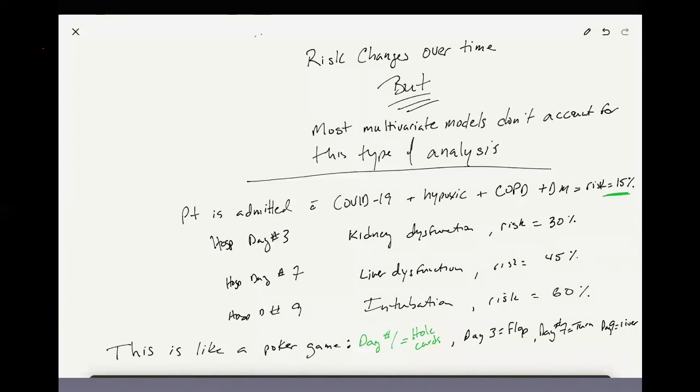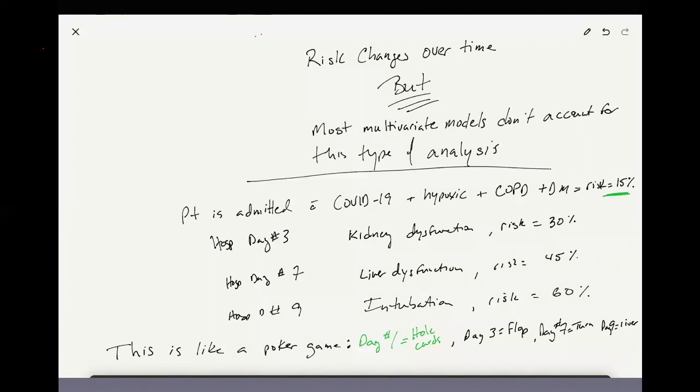On day 3, they start having kidney dysfunction. Now their risk is 30%. On day 7, they have liver dysfunction, and the risk is now 45%. On day 9, they're intubated, and the risk increases to a 60% chance of mortality. And this is much like a poker game, where on day 1, you're dealt your whole cards. On day 3, you have the flop. Day 7's the turn, and day 9's the river.